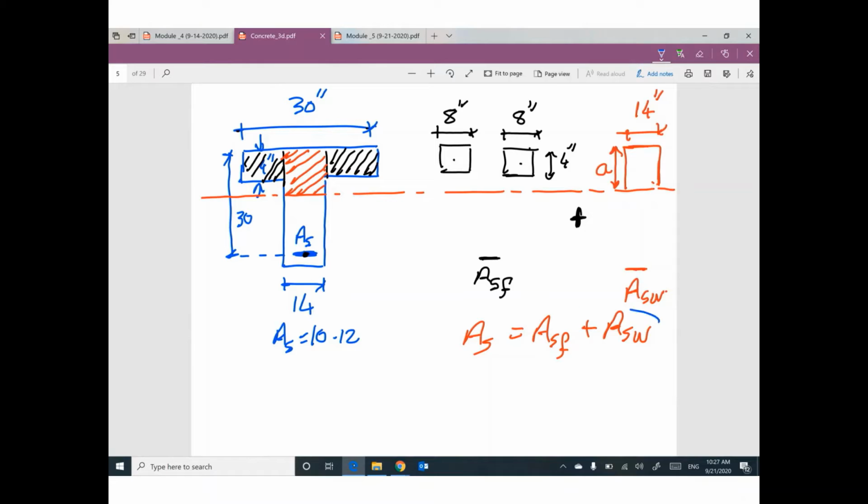Okay, let's start with the first one. We will have compression and we will have tension.